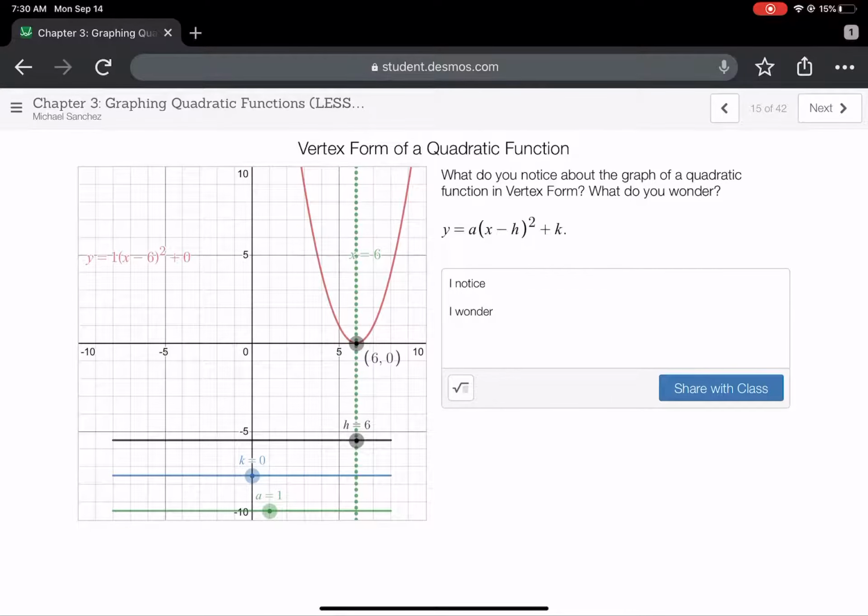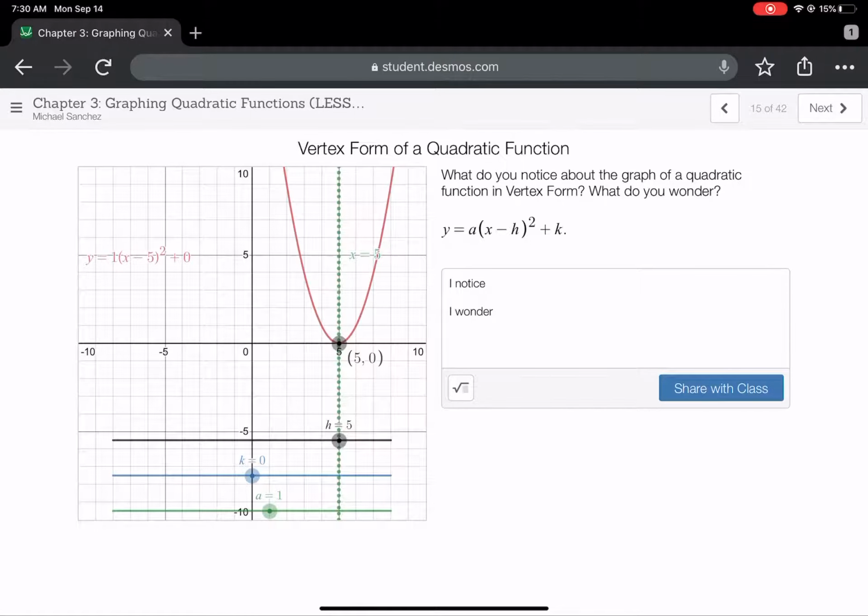In the function, if we look at our equation at the top left, we have a positive 6 here as h, but in the function, it is a negative 6. So what we have to remember is that whatever is inside the parentheses is going to be the opposite of what we're looking at in the function. k shifts the graph up and down.